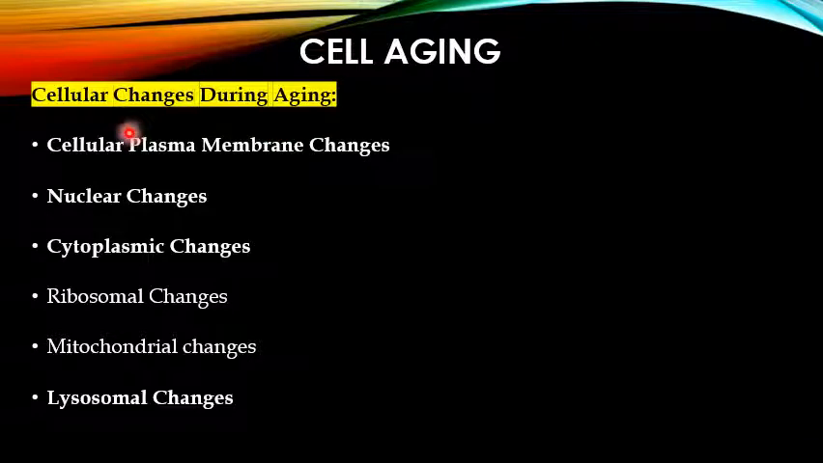So what are the cellular changes that take place during aging, or what changes take place in the cellular organelles during aging? First, the plasma membrane changes. The plasma membrane will have an increased amount of fatty acid deposition, and the structural change is a decrease in the fluidity of the plasma membrane. As the fluidity decreases, it also reduces the transportation of certain nutrients and proteins across the membrane. The nuclear changes are a decrease in the synthesis of RNA, and it also reduces the ability of the nucleus to do repair.